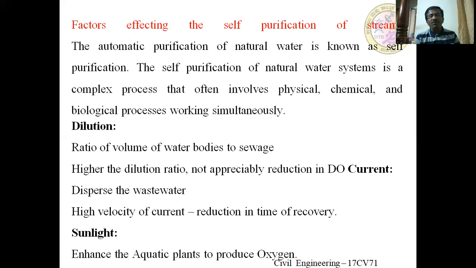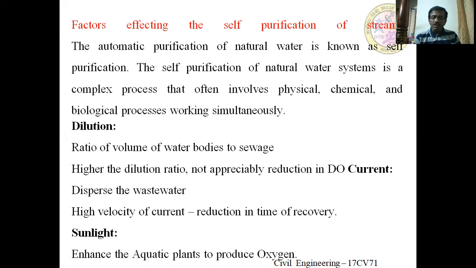Factors affecting the self-purification of stream. So what is self-purification of stream? The automatic purification of natural water is known as self-purification. It means once wastewater comes in contact with the running water body, automatically the concentration of the receiving water body goes on varying. It contains organic, inorganic, inert materials and all these things.